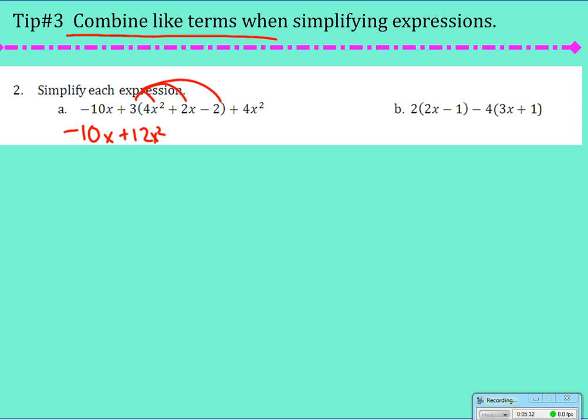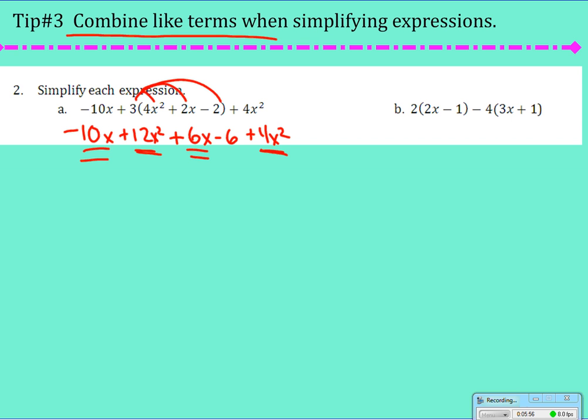Kids like to forget that. It would baffle you how many kids I'll see 12x squared. Then the next thing I'll see is plus 2x minus 2. That's not right. I can't do that. It's 12x squared plus 6x minus 6 plus 4x squared. Now combine like terms.